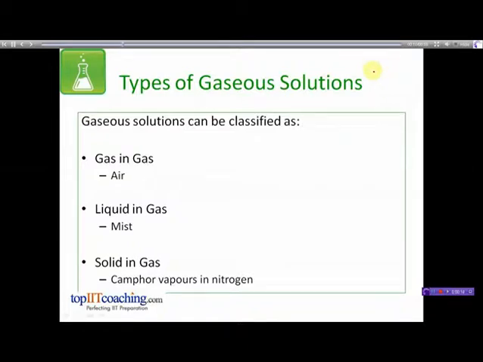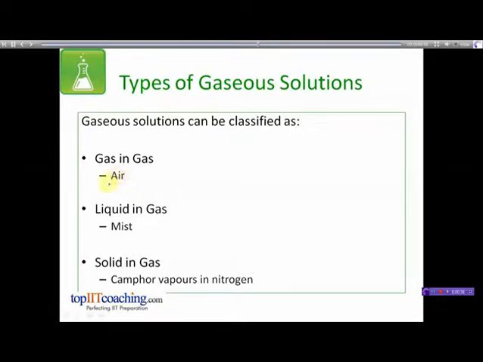solid. The first type of gaseous solutions are the gas in gas solutions. That is, the solute is a gas and the solvent is a gas as well. Its most common example is air. Nitrogen, which is present in large proportion, can be considered as the solvent, and other gases which are present in smaller proportion, for example oxygen or carbon dioxide, can be considered as solute.